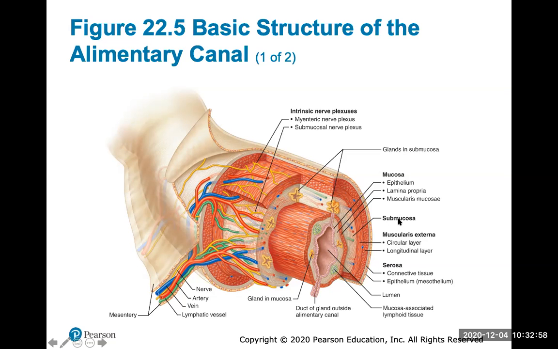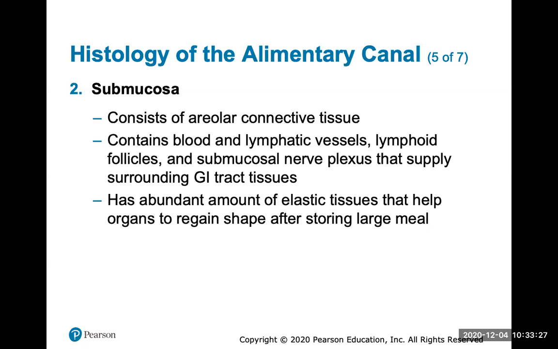The submucosa is the layer just more superficial to that mucosa layer. The muscularis externa layer has two areas of muscle, the circular layer and longitudinal layers. So these are just layers of different smooth muscle. And then the serosa layer is the outermost layer of the GI tract. It's made up of connective tissue and epithelium that helps anchor the digestive canal to wherever it is in the body.